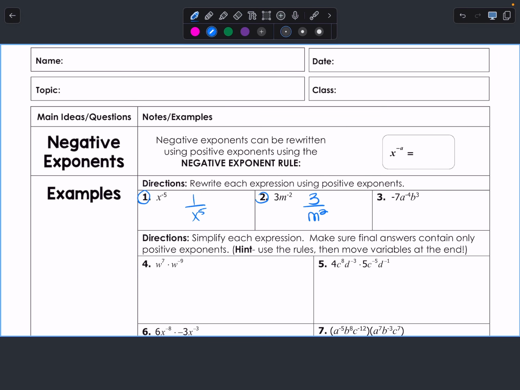And then when I have things that are mixed, my 7 stays in the top, my -7 stays in the top, my b cubed stays in the top, but my a to the 4th goes to the bottom. So I can move just one term, I can move multiple terms. The only time I move a coefficient, a number, is if the number was to a negative exponent. Other than that, we don't do it.